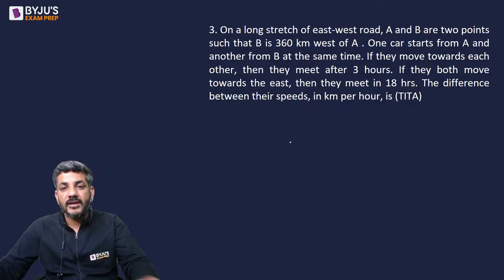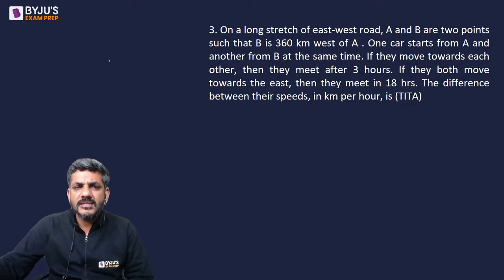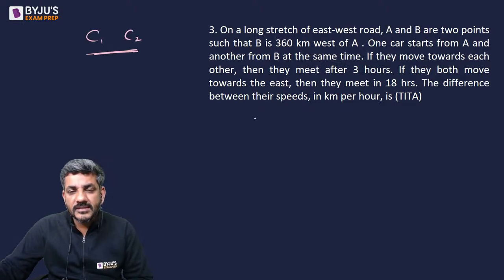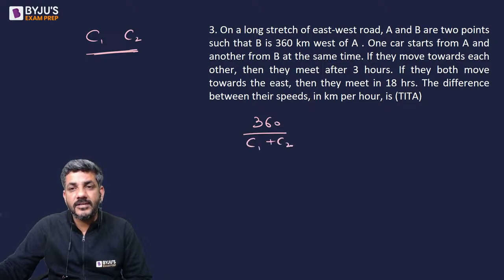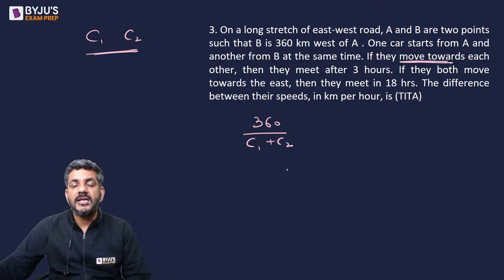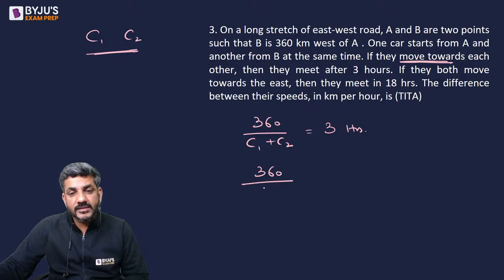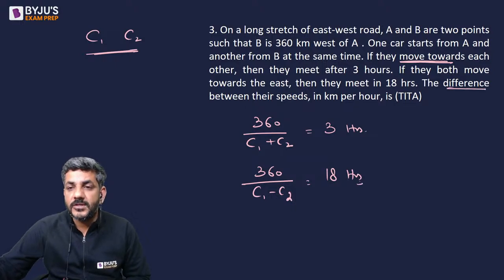Let's start doing it now. Let us say the speeds of the two cars are C1 and C2. Now total distance is 360. If it is covered at a speed of C1 plus C2, because if they move towards each other, the relative speed would be their sum, this will take 3 hours. But if they move in the same direction, that is C1 minus C2, then it takes 18 hours. Question is asking the difference between their speeds.